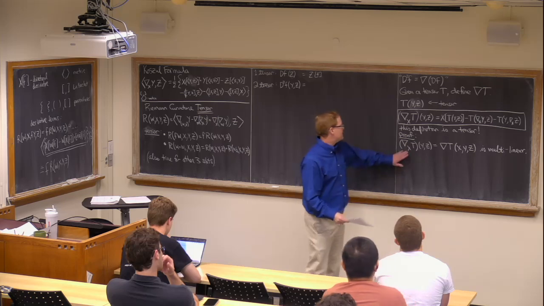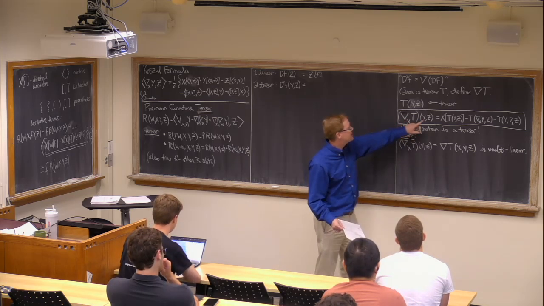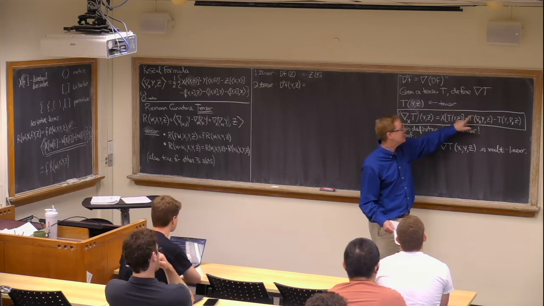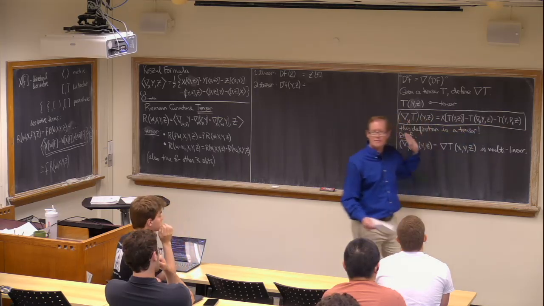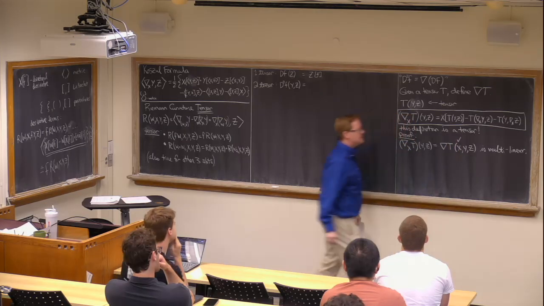Now it's obviously linear in the x slot. Can you all see that? If I take x and replace it with f times x, the f is just right there. It factors out here. T is assumed to be multilinear, so it factors out. And the same here, everything just factors out. So clearly, this thing is multilinear in the x slot.